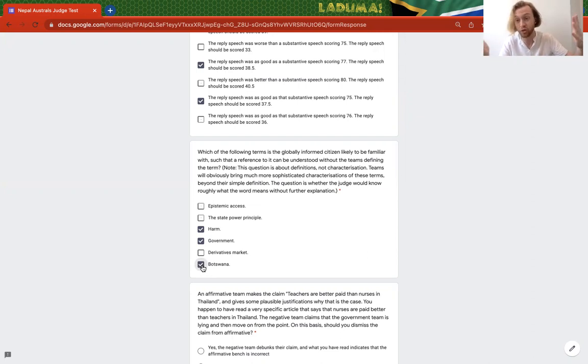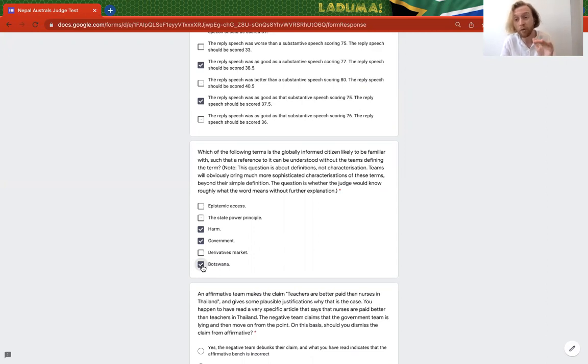These are things that can be assumed that people understand, whereas the other options are probably too sophisticated without just a little bit more explanation. So epistemic access, I've done debating for a long time. I'm still not entirely sure what it means. Teams would need to explain that to me. The state power principle is a label for a point, something that would once again need to be explained to me for me to know what it is.